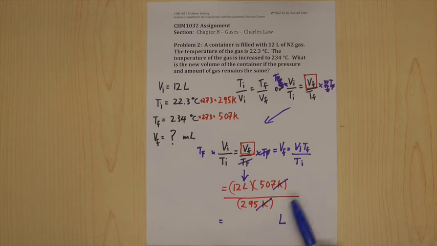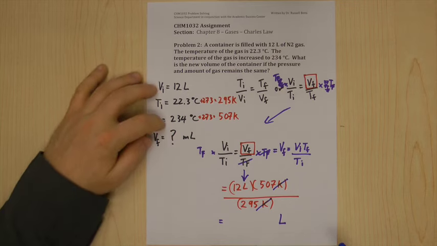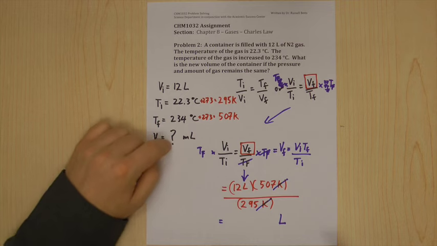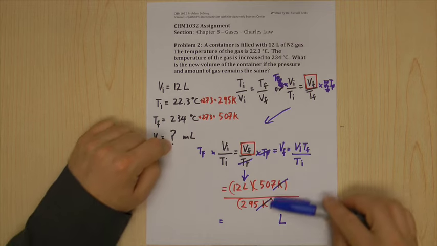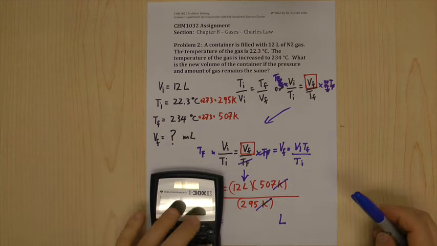Now, before we do any number crunching, let's see what kind of logic we should see. We have 12 liters of gas. We've increased the temperature dramatically, so the volume should go up. Should go up quite a bit, actually. So if the number at the end we get is less than 12, I know I've made an error somewhere in here. So let's check the number. Let's make sure it makes logical sense.